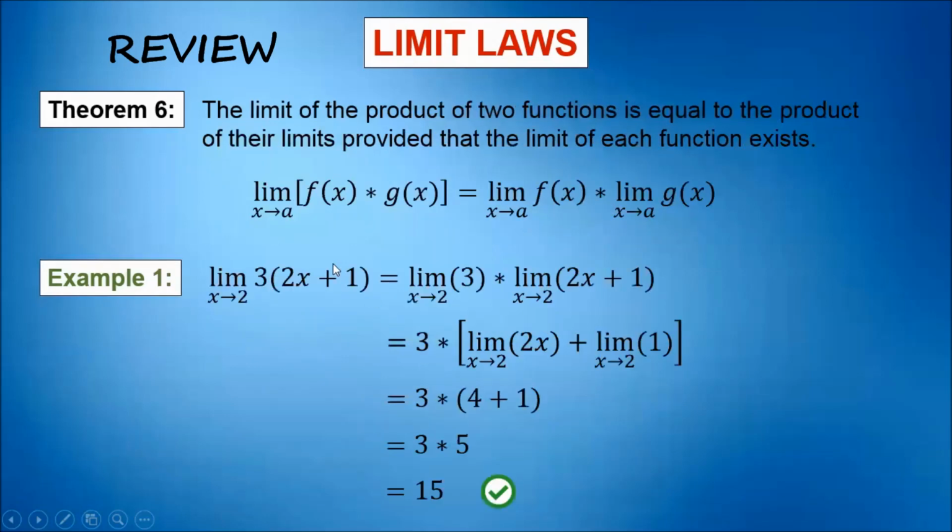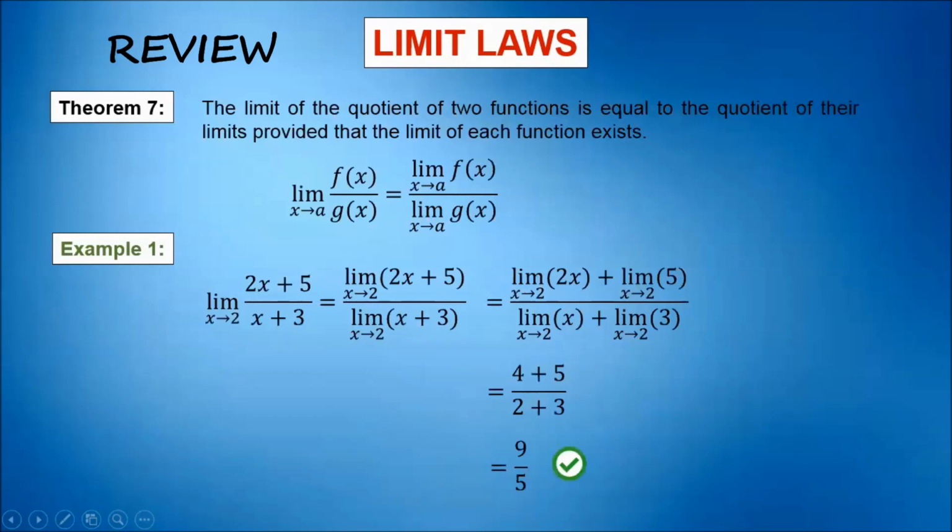Next, we have theorem number 6, which is the limit of the product of two functions. Our example is limit of 3 times 2x plus 1 as x approaches 2. By applying the theorem, our answer for that is 15. Then we also have an additional example for theorem number 6: limit of x times 5x plus 4 as x approaches 3. Also, by applying the theorem, the answer for that is 57.